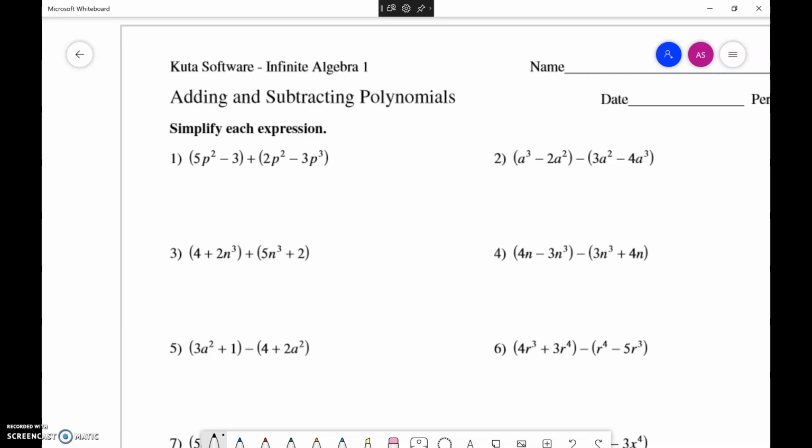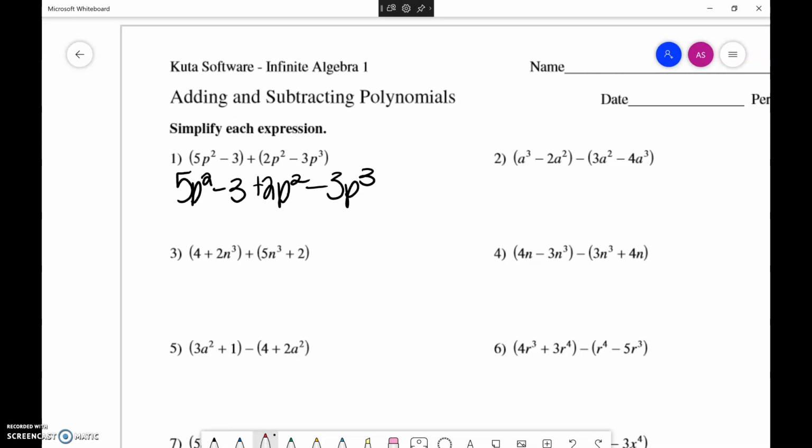So what's happening here, I have a binomial, which is a polynomial with two terms. So I have a binomial plus another binomial. Okay, so since this is addition, I'm just going to rewrite this. If it was a number in front, then I may have to distribute, but we do not have to worry about this for that problem.